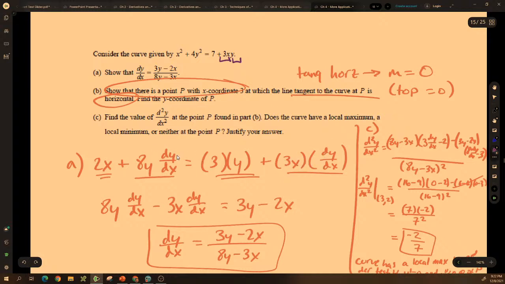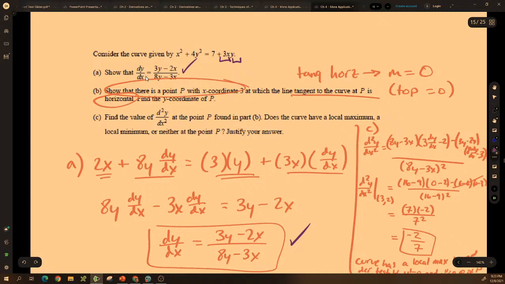So anything with dy dx, I'm going to move to the left side. Anything without, I'm going to move to the right side. Then I'm going to divide by the 8y minus 3x, and that gives me this. I'm going to put a check mark to show that I'm looking at it.